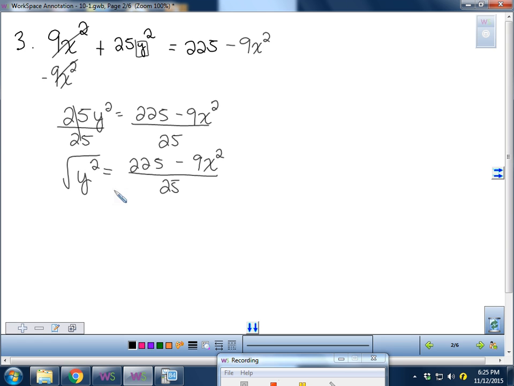And then I square root to get that y by itself, and I don't want to forget that I have to have positive and negative out here. So I have y equals plus or minus the square root of 225 minus 9x squared all over 25.